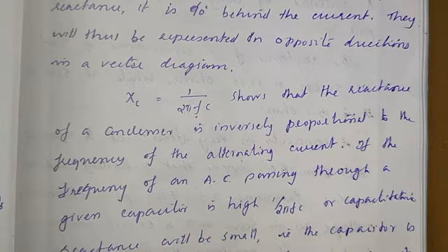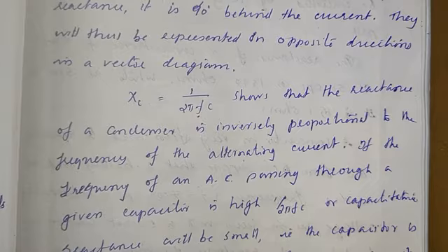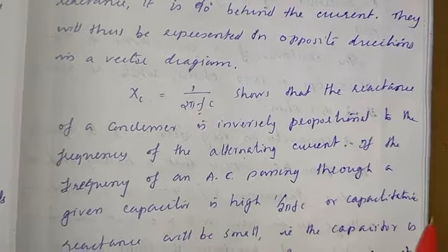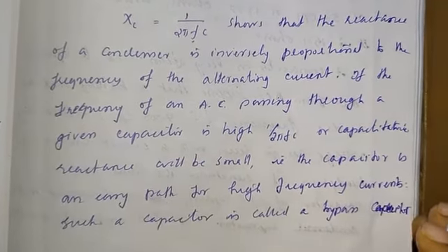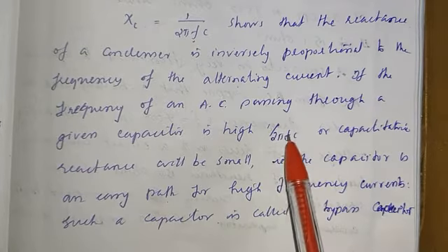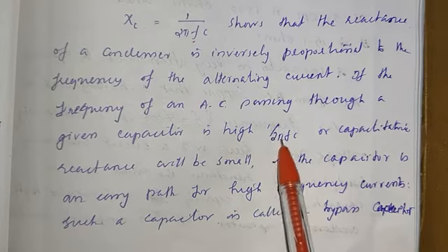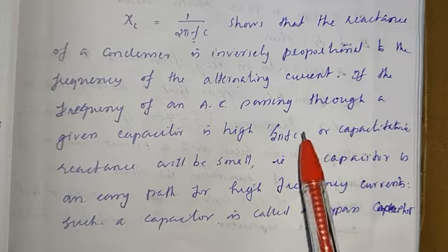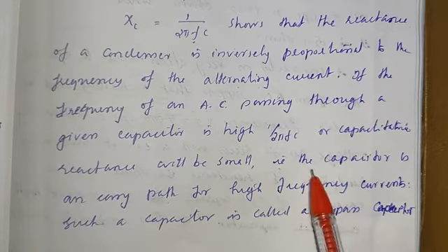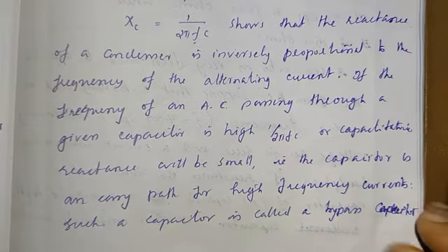So if the frequency is high, the capacitive reactance will be small. Then the capacitor is an AC path for very high frequency currents. Such a capacitor is called a bypass capacitor. In the case of high frequency current passing through the capacitor, the capacitive reactance is very small. That means the capacitor is an AC path for this high frequency current. Such a capacitor is called a bypass capacitor.